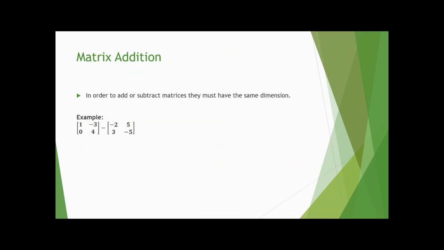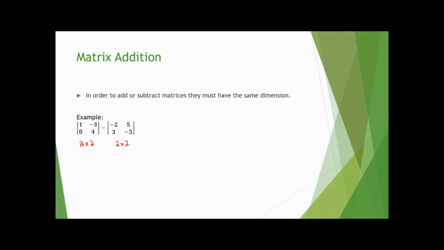So matrix addition. To add or subtract, you have to have the same dimension. So that means the same number of rows and columns. So I have an example here. These are both 2 by 2 matrices because there are 2 rows, 2 columns. So they have to have the same size. So they have to have the same number of rows and the same number of columns in order for you to add or subtract them.